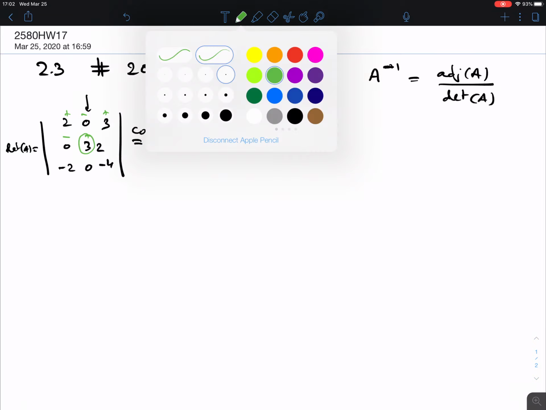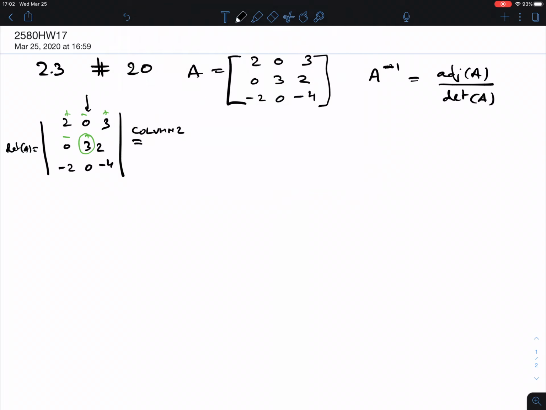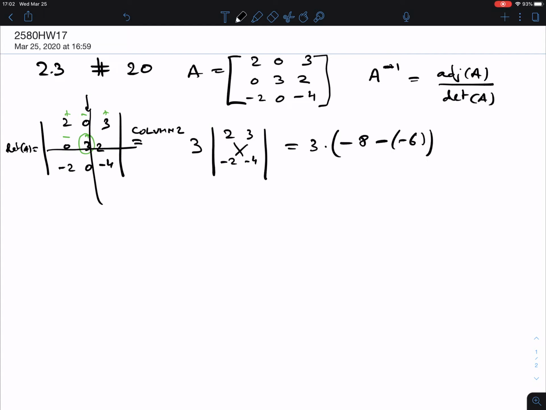So we get 3 plus 3, but I'm not going to write that. And then what's left is 2, 3, negative 2, negative 4. So that is 3 times: the product is minus 8, subtract this product, minus 6. So that is 3 times minus 8 plus 6. That is 3 times negative 2. That is negative 6. So that's non-zero, so we know our method is going to work.